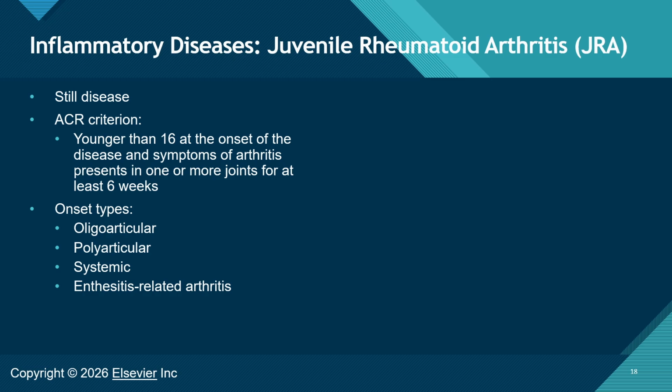The ACR criteria involves the patient needing to be younger than 16 years at the onset of the disease. Symptoms of arthritis are present in one or more joints for at least 6 weeks. The onset can be assigned to one of several JIA onset types. Those include oligoarticular, polyarticular, systemic, and enthesitis-related arthritis.